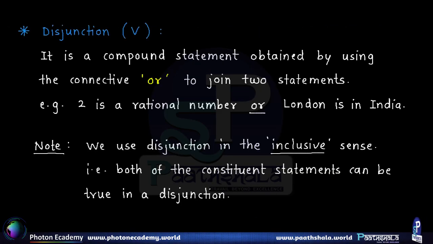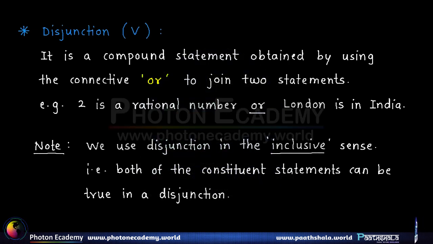Now let us go ahead to what is called a disjunction. It is a compound statement obtained by using the connective OR to join two statements. For example, 2 is a rational number or London is in India. So like conjunction, this is disjunction, and the symbol for disjunction is a V-like character, right?